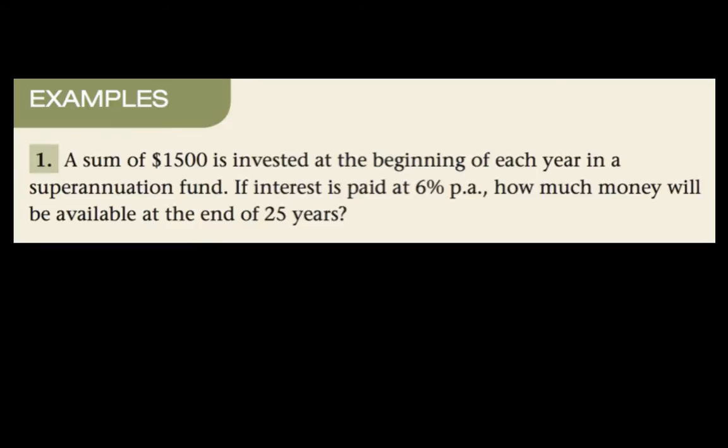Right, so we'll kick off with example 1. Now example 1 says a sum of $1,500 is invested at the beginning of each year in a superannuation fund. Superannuation fund is just a sort of retirement savings fund. If interest is paid at 6% per annum, how much money will be available at 25 years? So again, I'll emphasize, you're putting in $1,500 at the beginning of each year. It's not just one payment, you're doing it again and again.